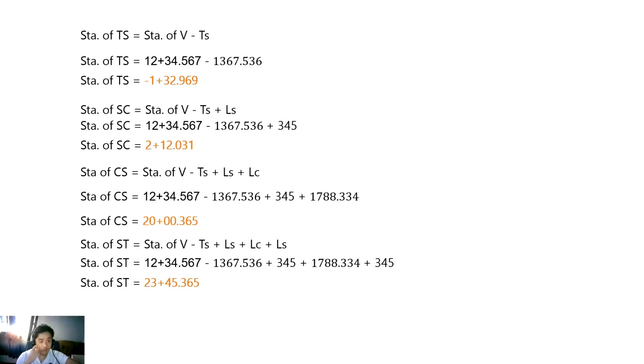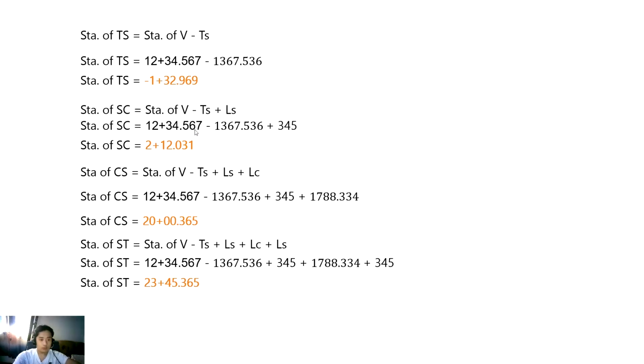Having that, makukuha na natin yung station of TS using the formula station of B minus TS. So, 12 plus 34.567 minus 1,367.536, and we'll get negative 1 plus 32.969. Para naman sa SC, we're going to use station of TS plus LS. Sorry, not LC, it's LS.